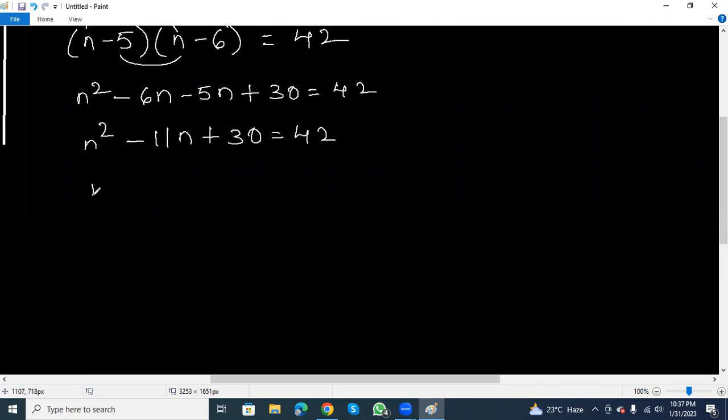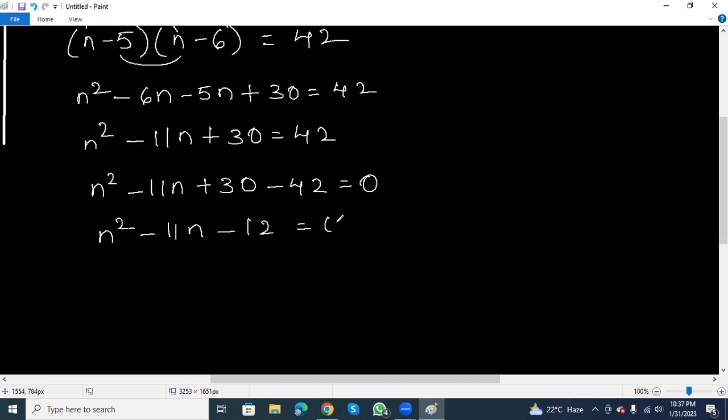Bring this 42 also to this side. n square minus 11n plus 30 minus 42 equal to 0. Nothing is left on the right hand side, so we can put 0. So solve this. 30 minus 42 is 12; the greater number's sign follows, so minus 12 equal to 0. Now we have to use the splitting the middle term method and find the n value.